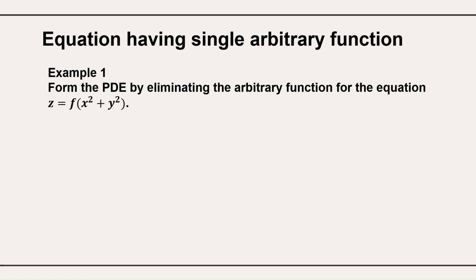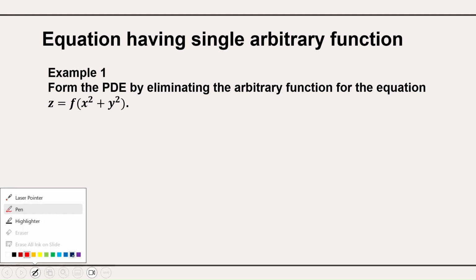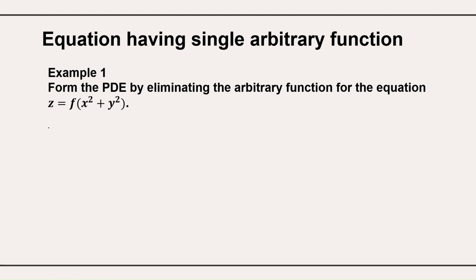Example: form the partial differential equation by eliminating the arbitrary function for the equation z equal to f of x square plus y square. Here we are going to eliminate the arbitrary function f. So here the function is f, that we are going to eliminate to form the partial differential equation. For that, the first step is we have to differentiate partially with respect to x.